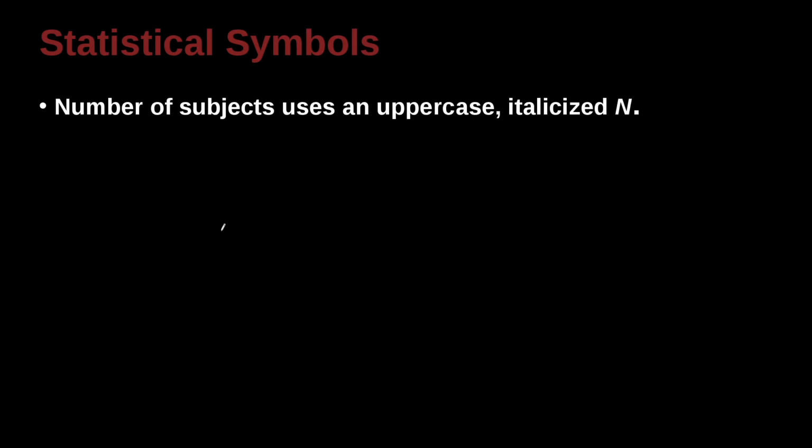Number of subjects uses an uppercase, such as the N. So this is the number of subjects in your study, and that would use the capital N. And again, pay attention there. The N is italicized. That is at an angle. So for example, N, the number of subjects in our test is 135.